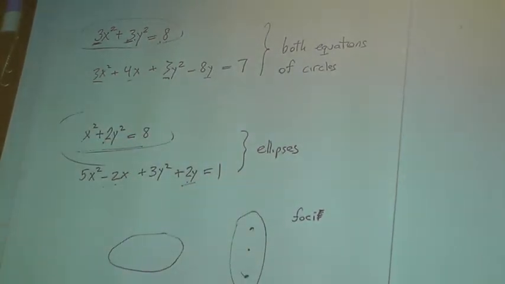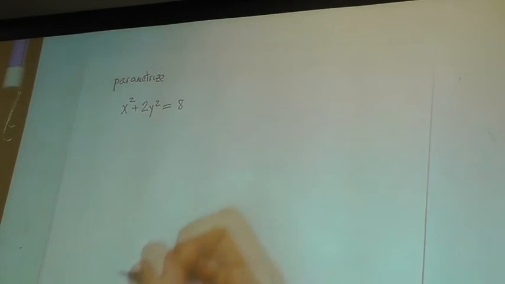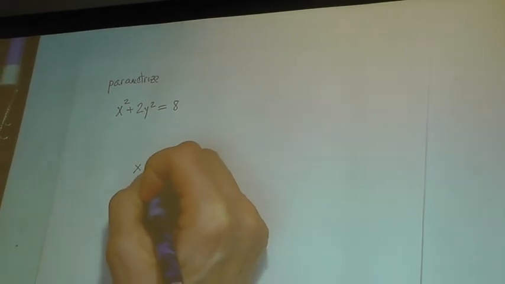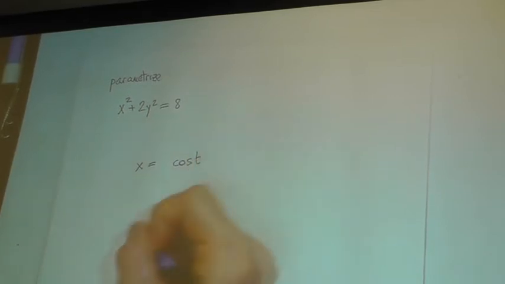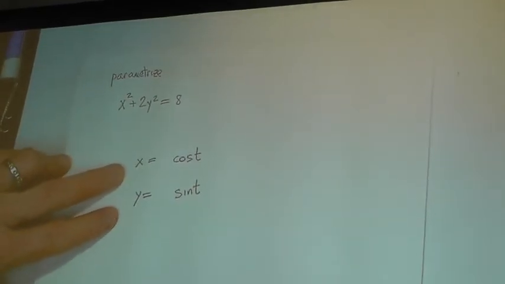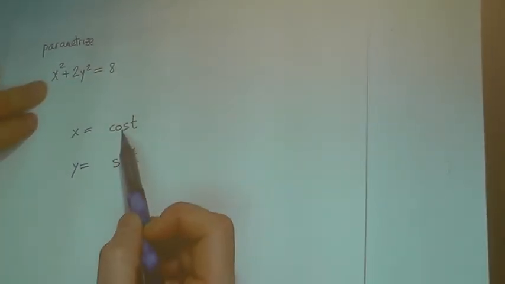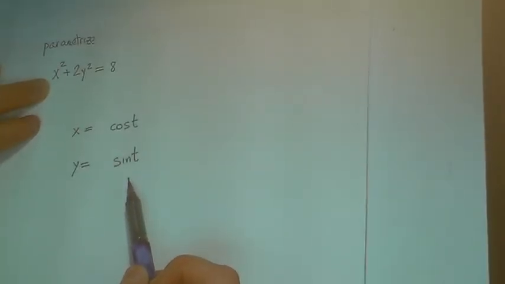Ellipses are going to basically be parametrized in the same way. So if I went to parameterize x squared plus 2y squared equals 8, then I'm going to begin with x equals, say, cosine of t, and y equals a sine of t. Now, this gives me a circle, but it's a circle of radius 1. I want an ellipse. So what I want is to exploit the fact that x squared plus y squared is 1.